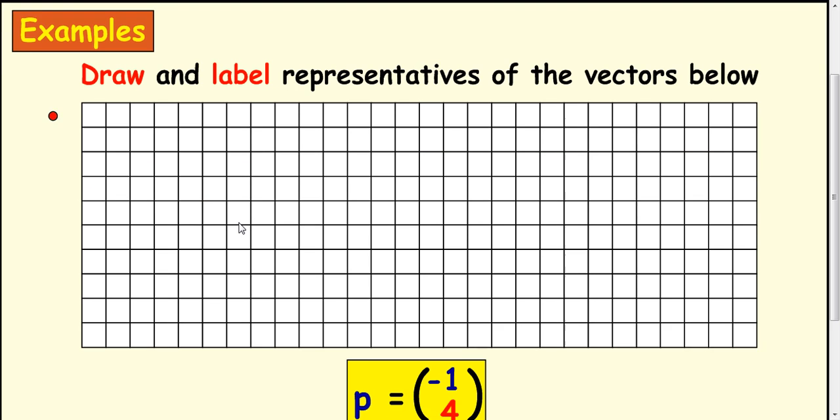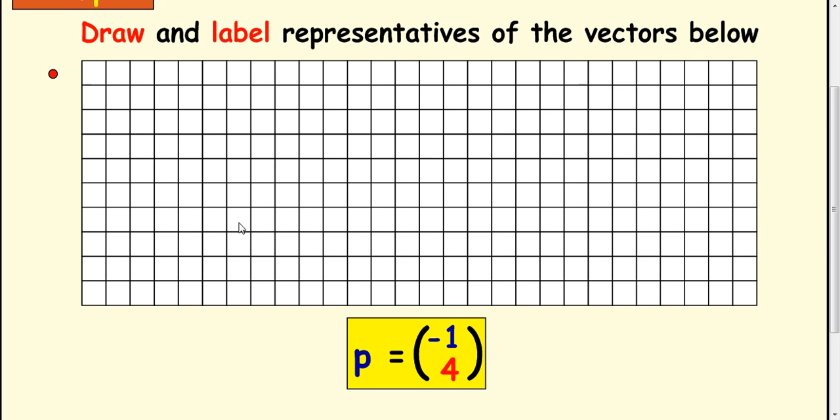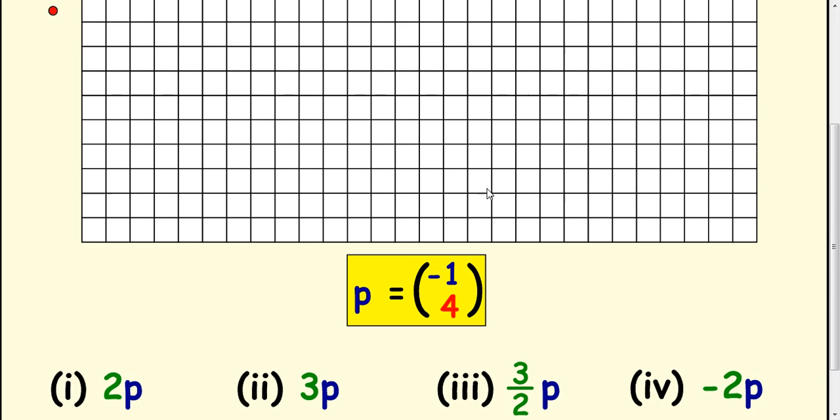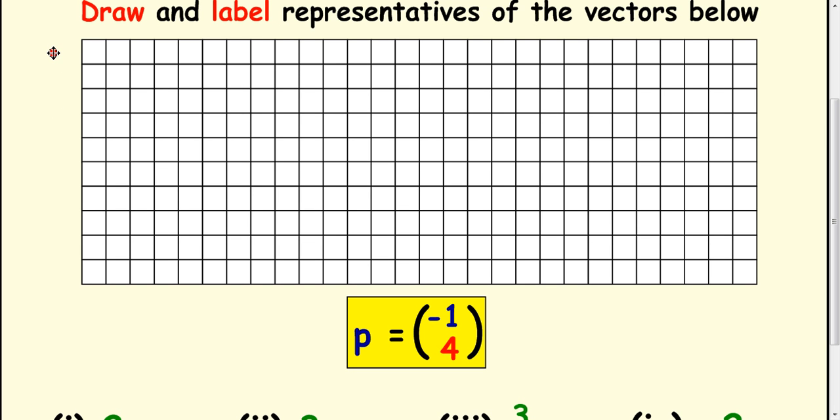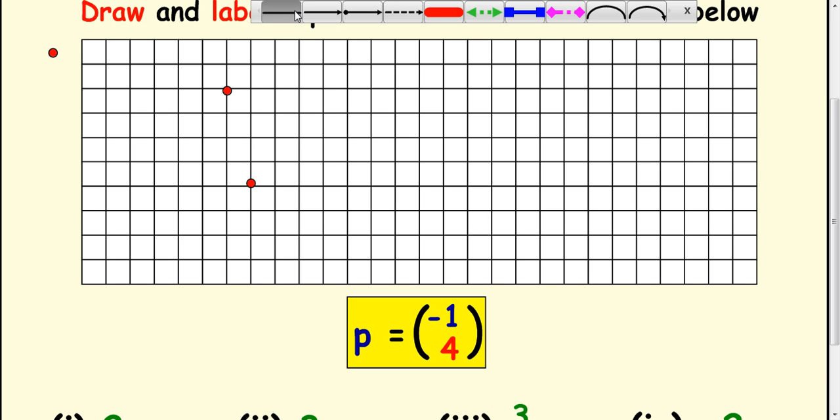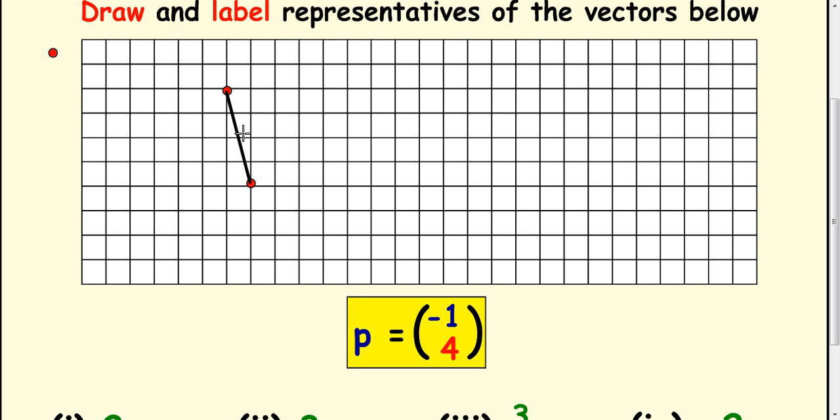So if we look at this idea here, and we draw and label representatives of the vectors below, if p is (-1, 4), then if we start here, negative 1 would be back 1, and up 4: 2, 3, 4. So p would look like that.